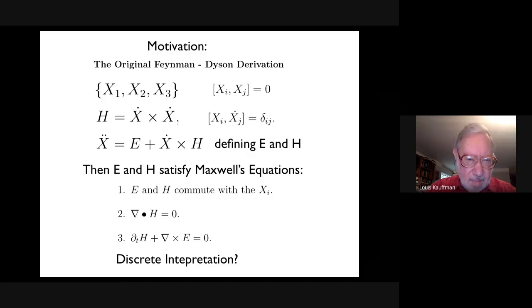I got interested in this a long time ago through working with Pierre Noyes, and I'm still thinking about it. And one question that we had long ago was whether there would be an interpretation of this in terms of discrete physics. But we'll see. And we won't get back to this for a few minutes. Questions on what I've said so far?